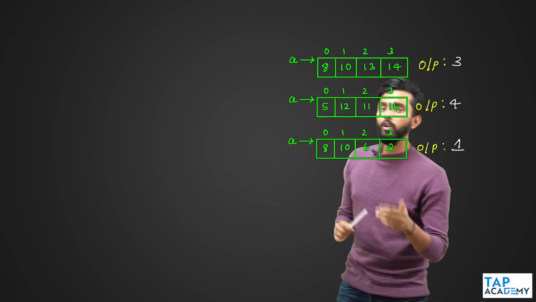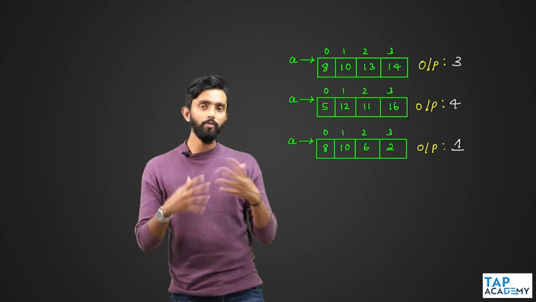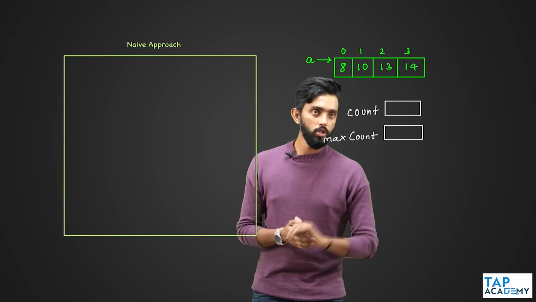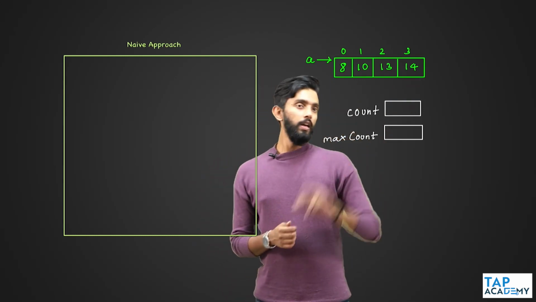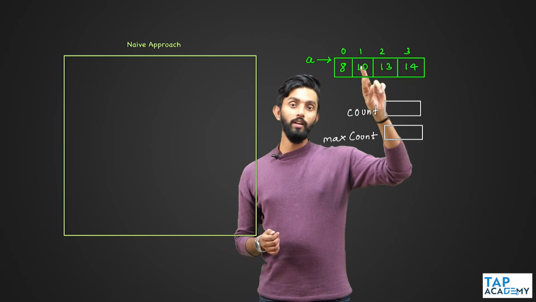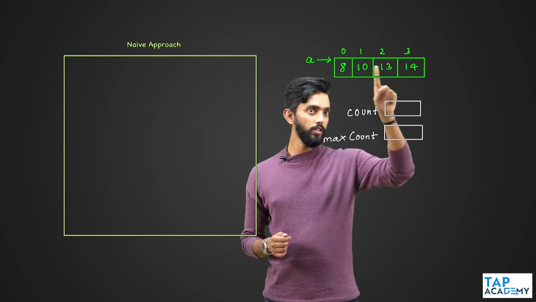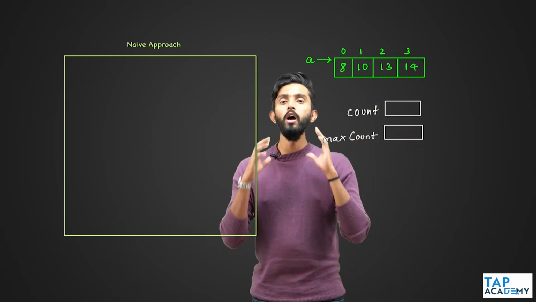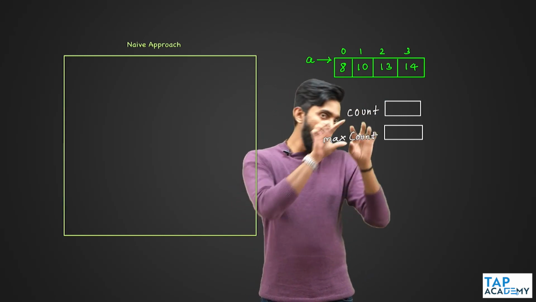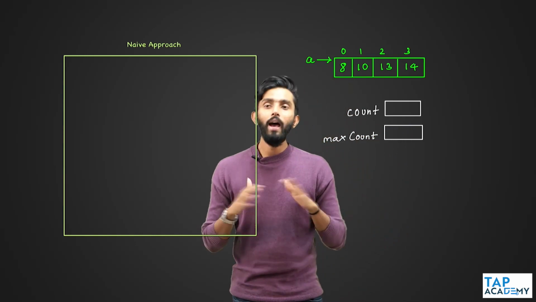Now, how are we going to go ahead and write a solution for this? You must be wondering. First, let us look at a naive approach. For the naive approach, I have taken this example. If you look at this example, the maximum length of the subarray which contains alternating even odd elements is 3 because 10, 13, 14. This is your answer. So 3 should be your answer. To do that, I am going to take two variables, count and max count. Ultimately, whatever is there inside the max count variable is going to be my answer.